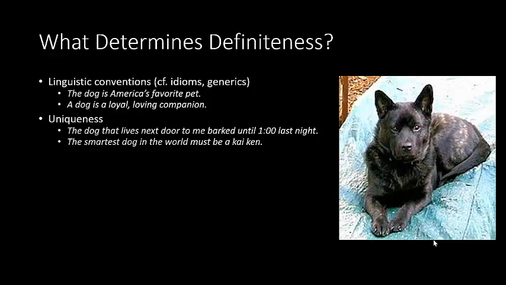The smartest dog in the world must be a Kai Ken. And here I want to make sure that it's understood that I'm not meaning this in a generic sense of a type. I mean that there is one specific dog out there in the world that is the smartest dog in the world. I don't know what it is. I don't know that dog, but I presume that such a dog exists. So a superlative, by its very nature, indicates a unique animal or unique entity. And so there must be some dog out there in the world that is the smartest. And I am stating that that dog, whatever it is, must be of the breed Kai Ken.